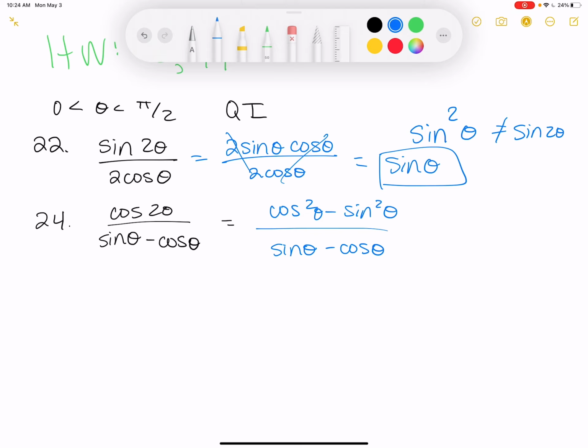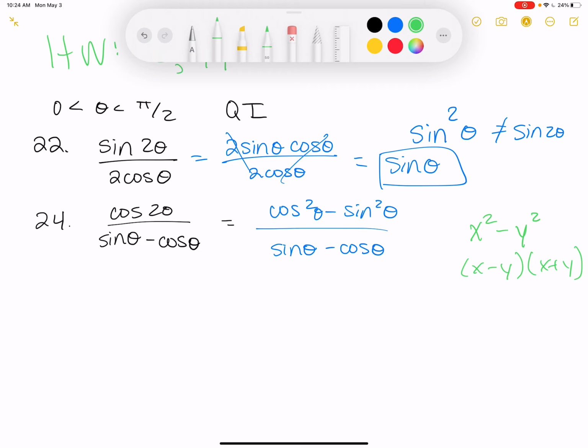If I gave you a quadratic, x squared minus y squared, what would you tell me that is? How could I break that up? Factoring. Okay, what would that give me? x minus y, x plus y.